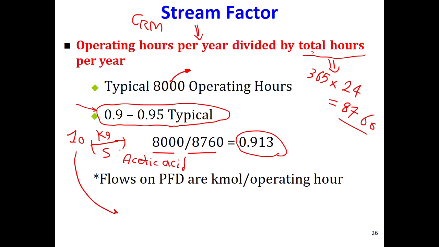So I convert this to a year by the factors that I know. Each minute is 60 seconds. Each hour is 60 minutes. We know that each day is 24 hours, and each year is 365 days. We calculate the amount of acetic acid that we need per hour, and then we multiply this by this factor to convert it to the acetic acid that we need based on the operating hours that we have.